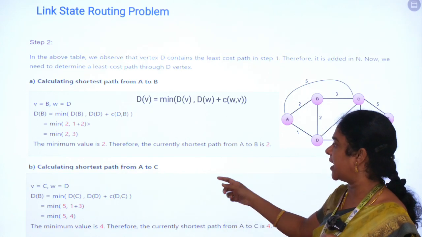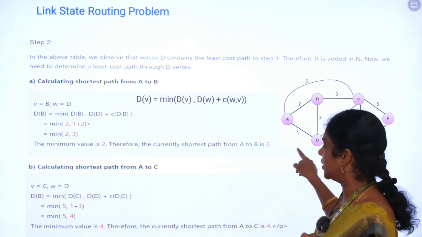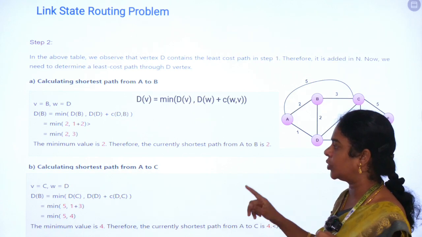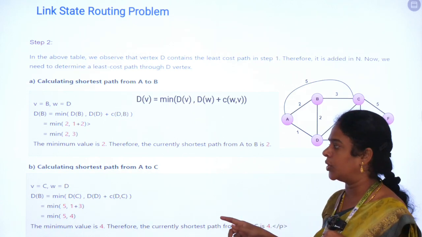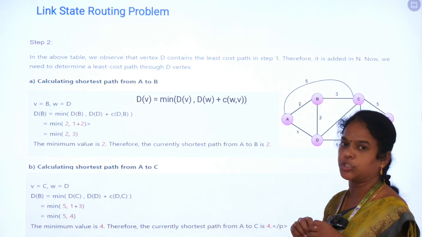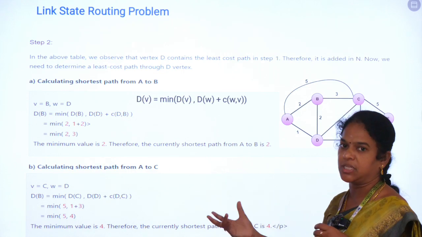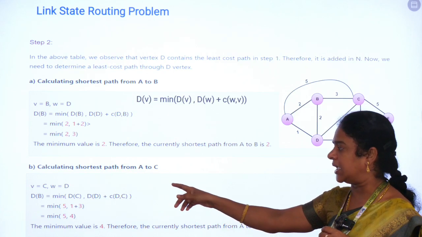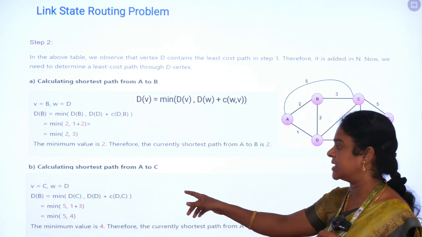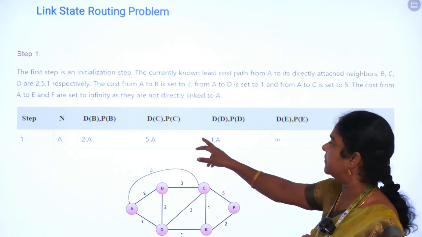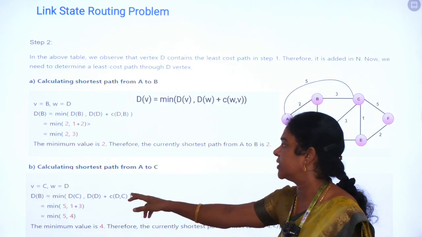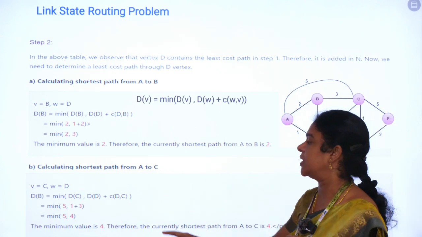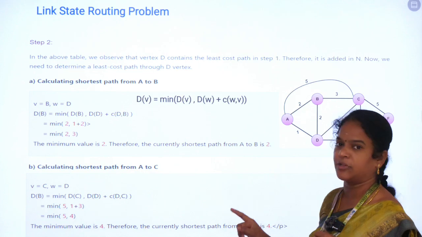Okay. Similarly you find A to C. So in A to C, C is the V node and W is D, because D is the root node now. Similarly, you find minimum of D of C comma D of D plus C of D comma C. D of C we know is 5 from the previous table, D of D we know is 1, and C of D to C is 3. So 3 plus 1 is 4. So 5 comma 4, the minimum value is 4.